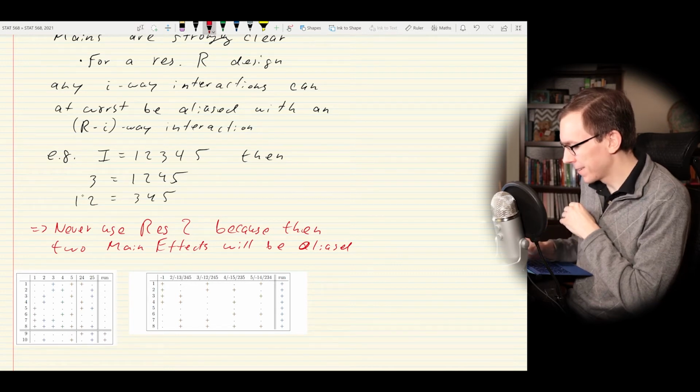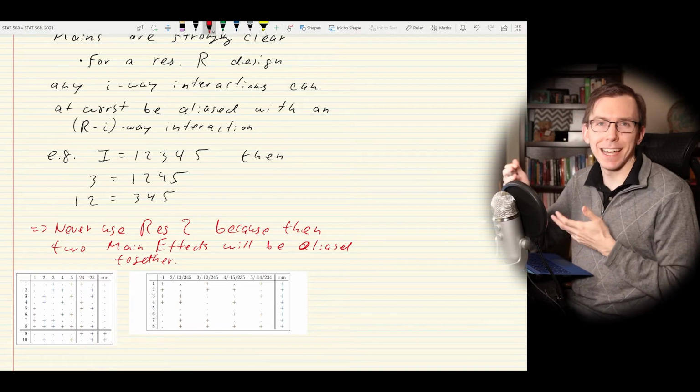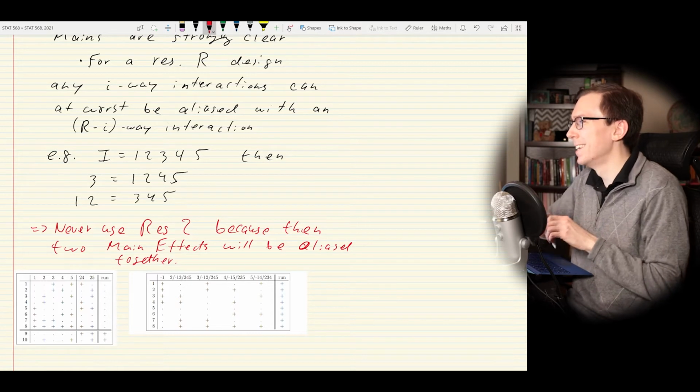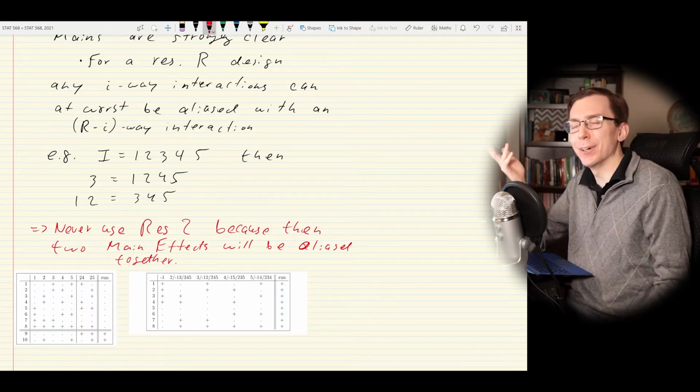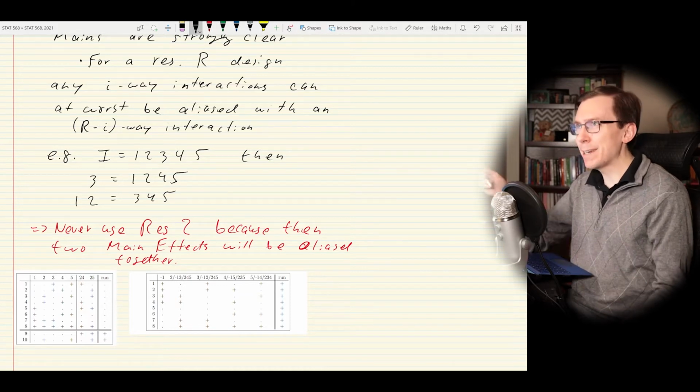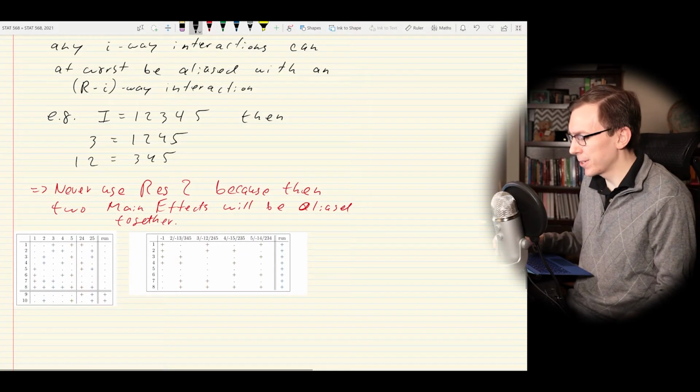Will be aliased together. And if you're going to have two main effects aliased together, why even bother testing them in the first place? Just pick one and test it rather than trying to test both, but not knowing which one is going to be significant. Like I said, maybe there are some really strange cases where you'd want to do that.